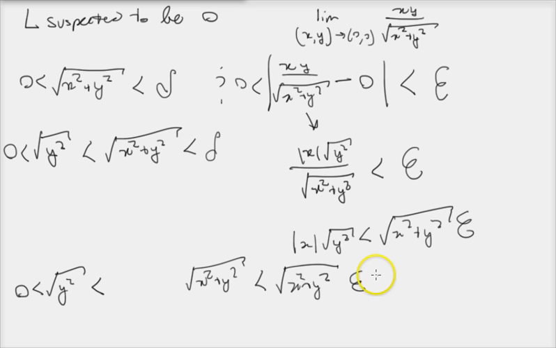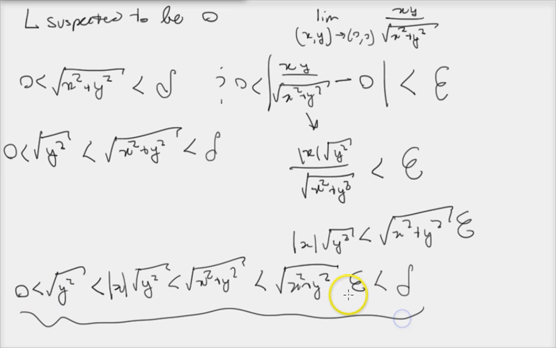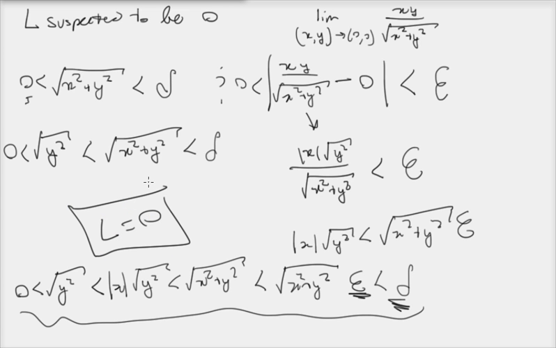And that will be less than our delta, and this will be greater than the absolute value of x times root y squared, right? Because this is greater than that, is less than that, and this is greater than this. So we have this whole big chain of things, and in any case, however it turns out, our epsilon and our delta are both always greater than 0. So that means our suspicion was correct, and our limit is 0, and this proves it.